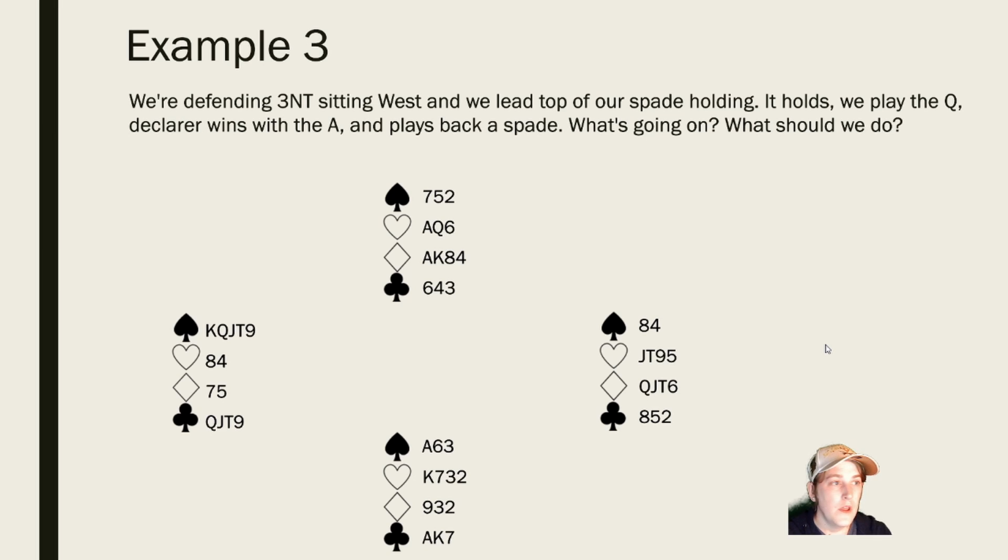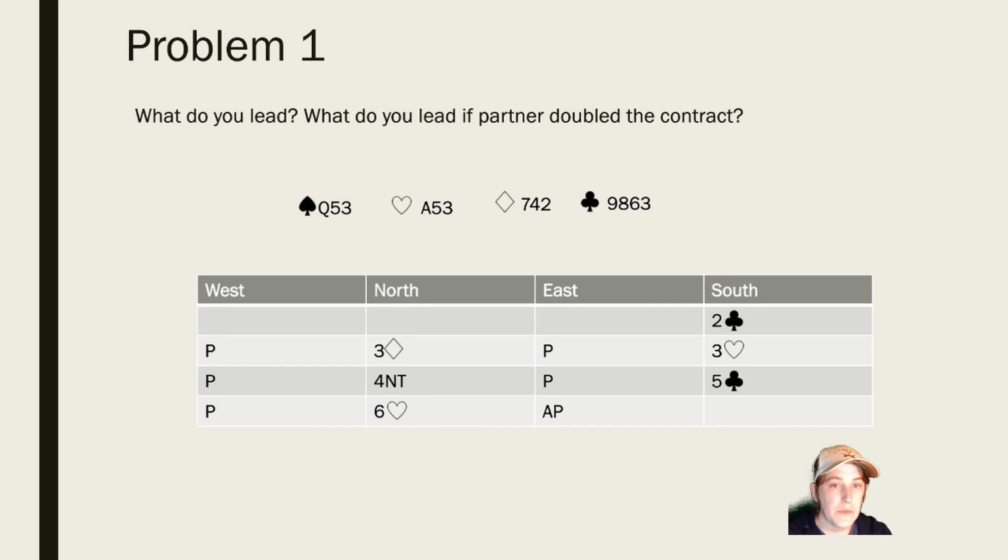Okay, very last one here, and then we're going to be calling it a day. I don't have a problem for guarding against squeezes, but I do have a couple of opening lead problems for us. And they're essentially the same problem. We have the same hand, same auction. The question is just, what do we do if it's this exact auction? And then what do we do if partner doubled?